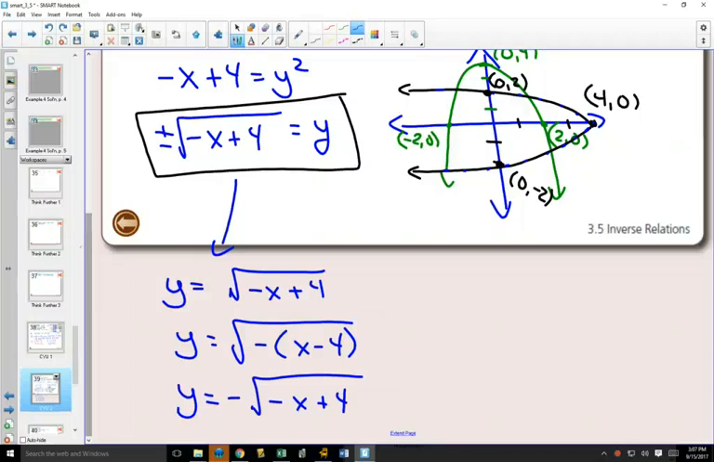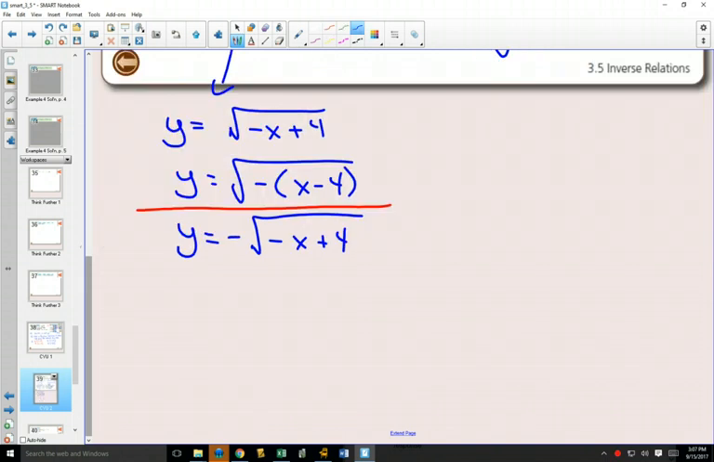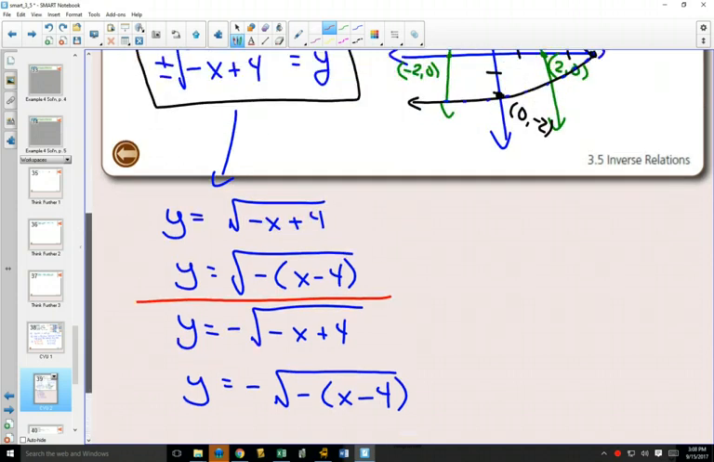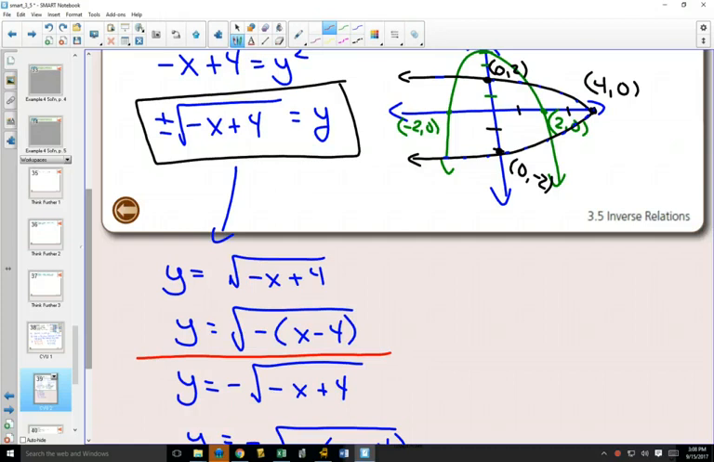Ray? All three of them are exactly the same. Okay, no. These two are the same, and this one would be the same with that one. And the top one represents the top part of our black graph, and the second ones represent the bottom part of our black graph.